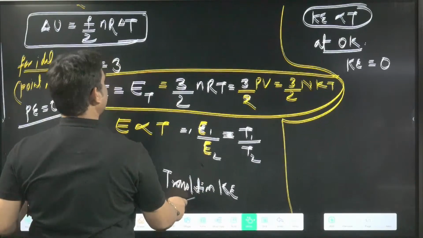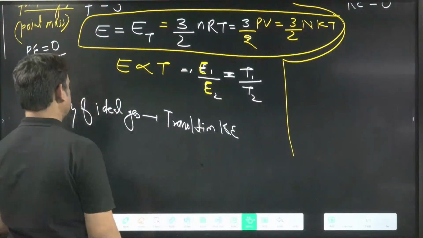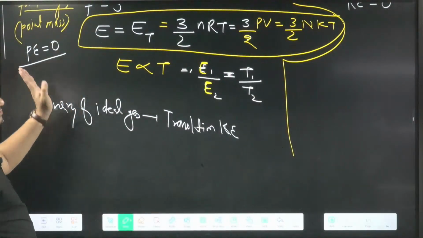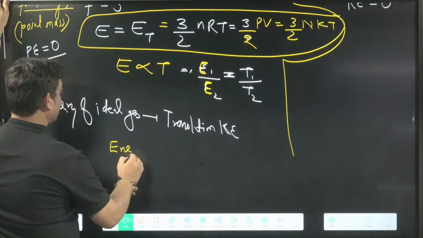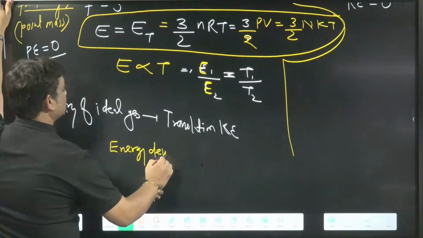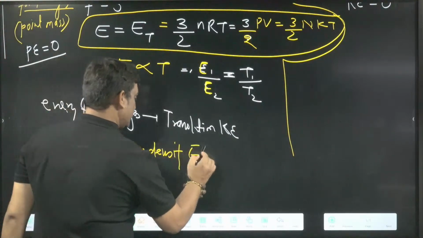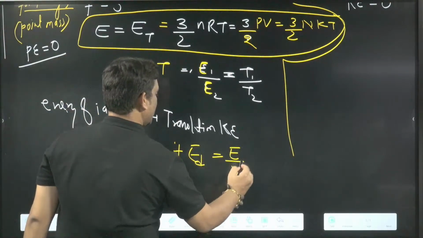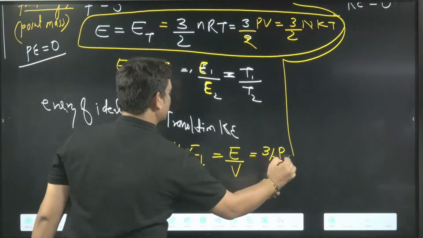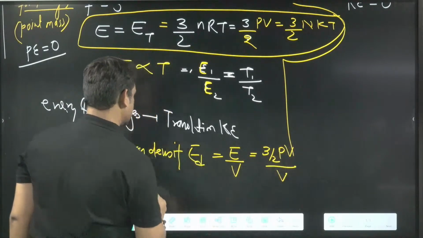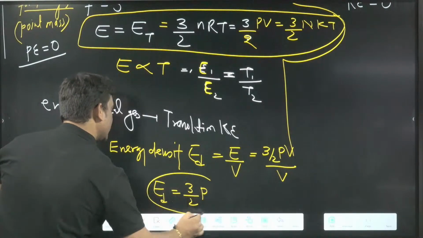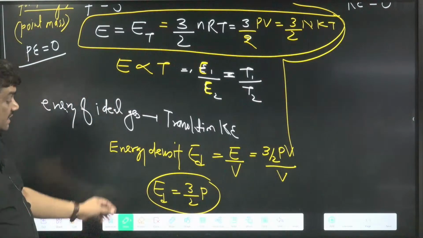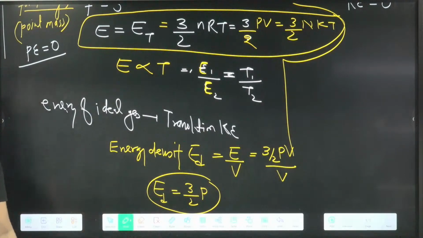For a real gas, you will take total energy, kinetic as well as potential, but for the ideal gas, potential is 0. Energy density is nothing but the energy by volume. So ED equals energy by volume, and for the energy I will use the formula 3/2 PV, divided by V, where V will cancel. So energy density ED is always equal to 3/2 P.